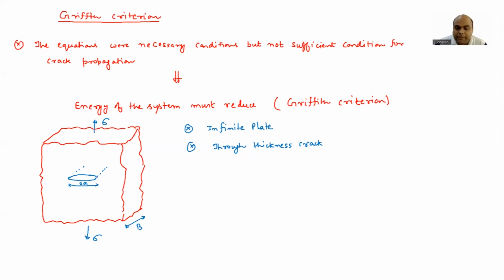And second, there will be a decrease in the strain energy because of the formation of the crack, and that I had explained during the concept of stress concentration. Now I'll draw the schematic again, and then you will understand what I mean by decreasing strain energy. Overall, the energy of the system has to reduce if I want this crack to propagate, and that is what the Griffith criteria states.